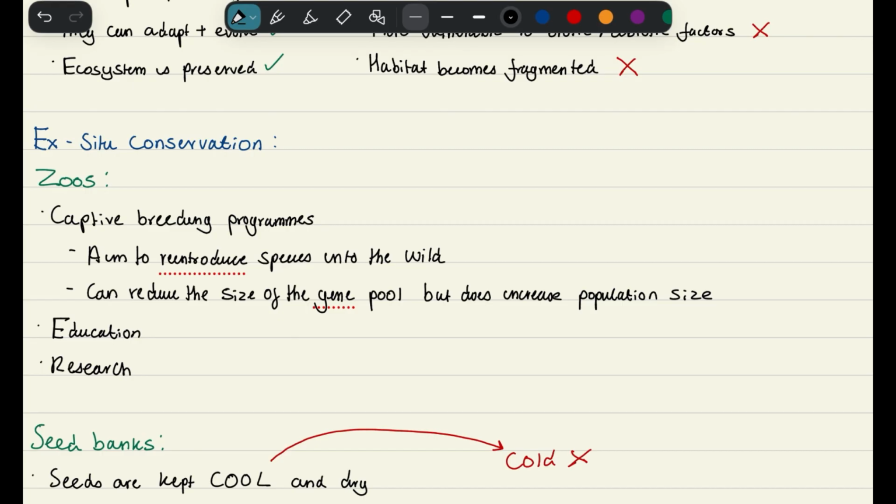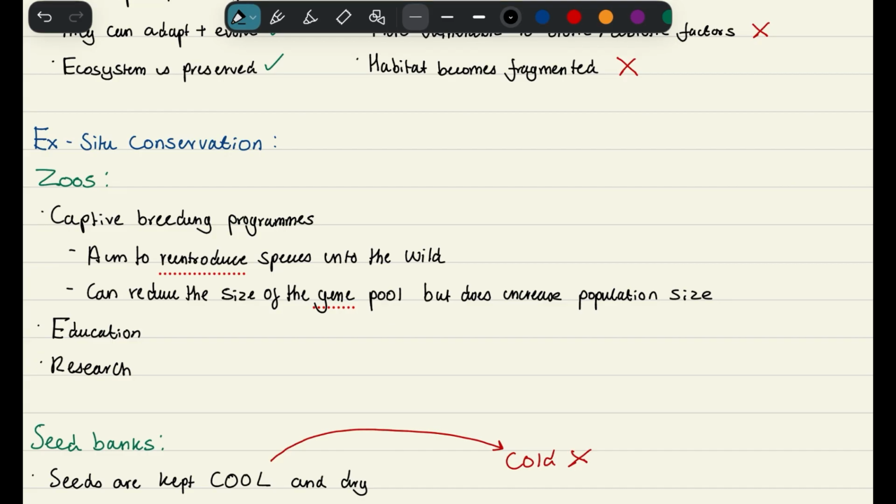Another thing is also sometimes they import from other zoos or swap, and that's going to really help because then you're introducing genes from one zoo into another, you get more alleles in the gene pool. So I know I haven't written those down, but those are also things that zoos do to maintain genetic diversity. Another good thing about zoos is education.